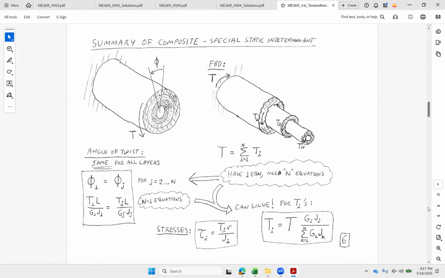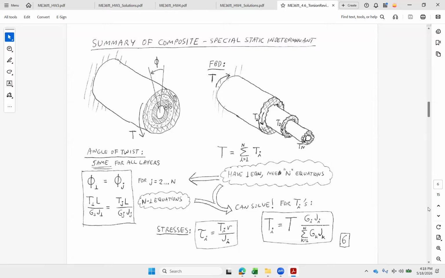So phi1 equals phi2, phi1 equals phi3, etc. That's n-1 equations. And then this torque sum is my last one. So I have enough to solve for all of them. And in fact, if I plug these in here, I have a shortened closed form right here. Torque in any member is going to be the total torque, and then GJ divided by the summation of all the G times J's that we have. So this one for the specific component we're looking at, and this for the whole thing.